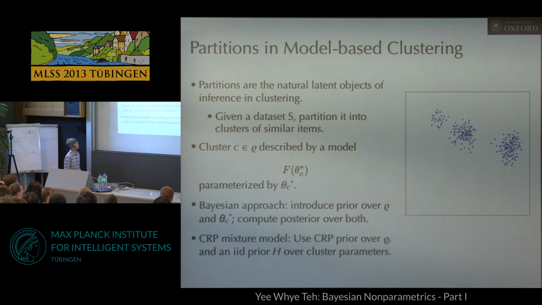It's kind of obvious what we do now, right? Given a data set S, what we'd like to do is to partition it into clusters of similar items. And we're going to take a Bayesian approach in which we introduce a prior over partitions, and we're going to use a CRP for this prior. Given a partition of our data set, every data item is going to belong to one of the clusters in this partition. And we're going to parameterize each cluster C in our partition using a parametric model. So think of this, for example, as a Gaussian, parameterized by a mean and a covariance matrix for that cluster.